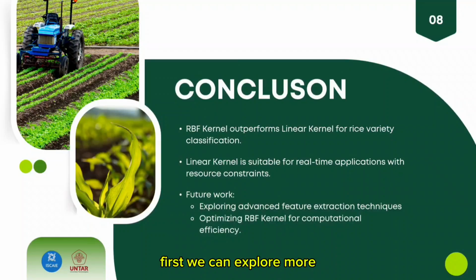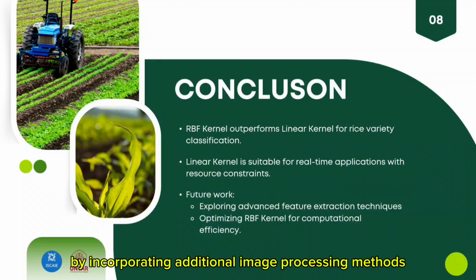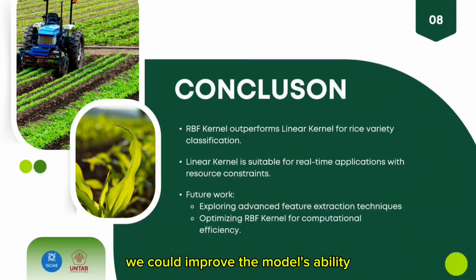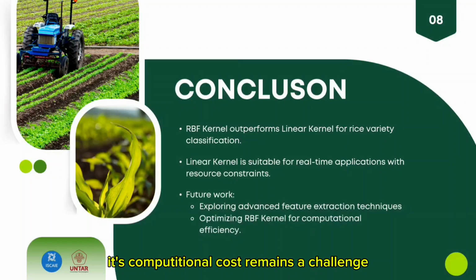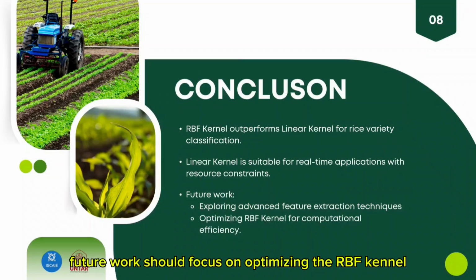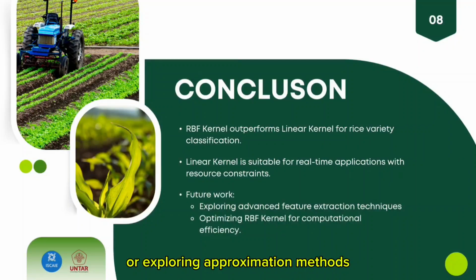First, we can explore more advanced feature extraction techniques to enhance the classification accuracy even further. By incorporating additional image processing methods or leveraging deep learning-based feature extraction, we could improve the model's ability to distinguish similar rice varieties. Second, while the RBF kernel performed well, its computational cost remains a challenge. Future work could focus on optimizing the RBF kernel, either by fine-tuning its parameters or exploring approximation methods to make it more efficient without sacrificing accuracy.